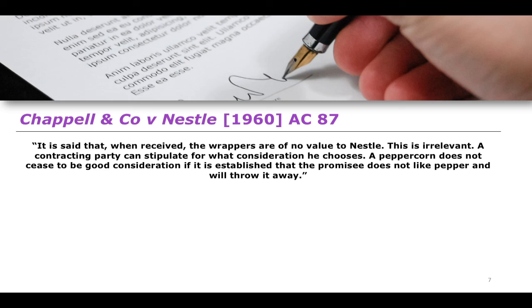And so the result of this is that anything that is tangible in terms of value can represent consideration. And even if, like it says here, they had no value to the particular person in question, it is irrelevant. And what is interesting here is that a contracting party could stipulate for what consideration he chooses. So if they suggest upon the creation of a contract that they want a specific type of consideration, a specific amount of consideration, then this would be considered as part of the establishment of sufficient consideration for the purposes of a dispute.